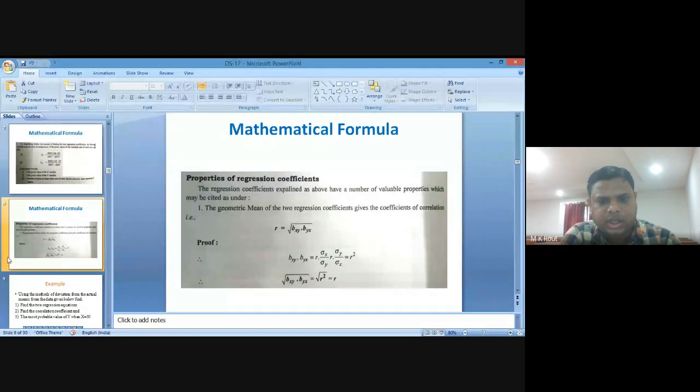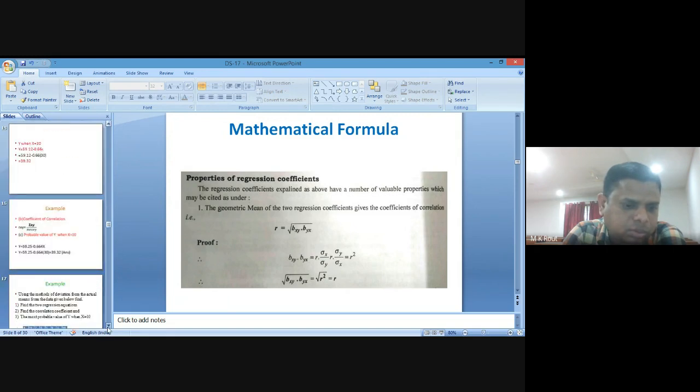And the proof is there. If you convert this equation, that is bxy into byx, that equals r into sigma x divided by sigma y. Again, in case of byx, that is r into sigma y divided by sigma x. So here we can calculate r square. That means r equals the square root of bxy into byx. Is it clear? Just quickly note down.